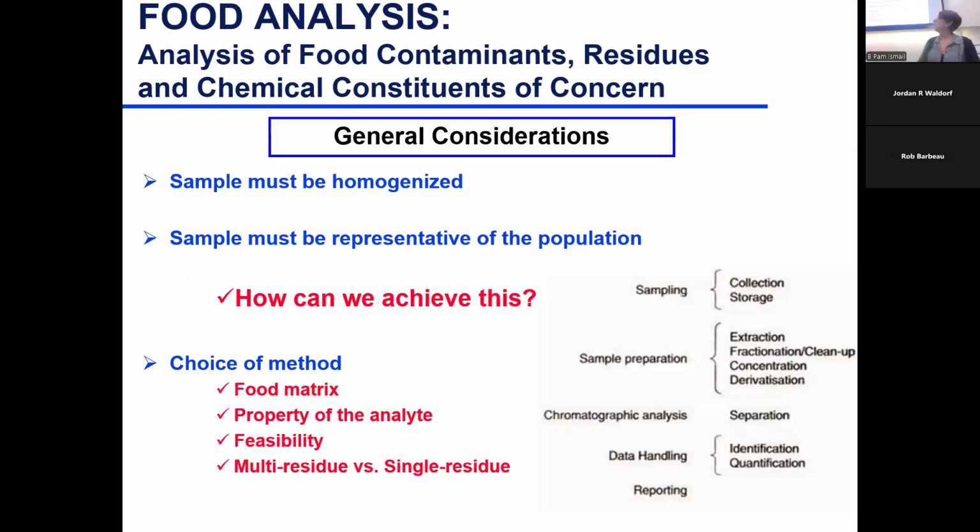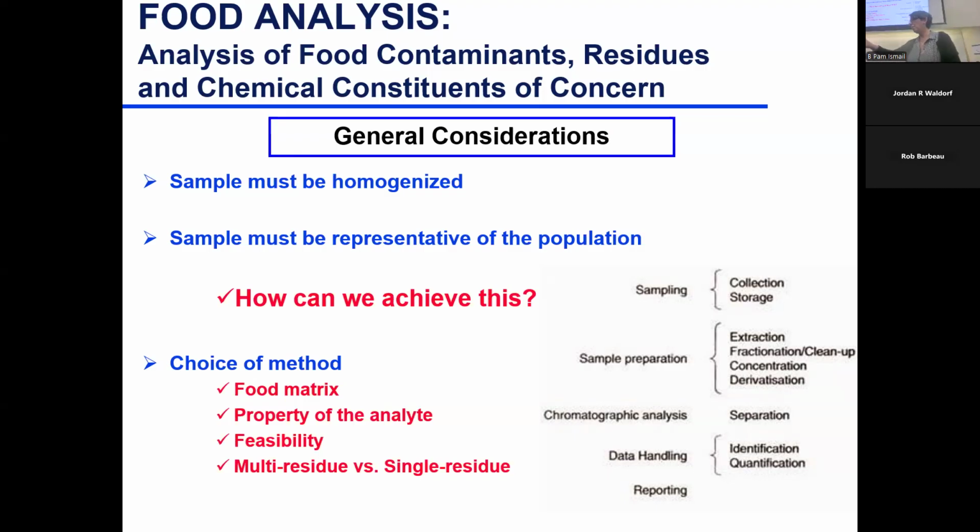But we have general considerations when we talk about residues and contaminants. They're usually present randomly, not necessarily homogeneously distributed. Sometimes they're also present in very, very small concentrations. So there are certain considerations we have to take into account. The sample needs to really be representative of the entire population, especially when we're dealing with aflatoxin.